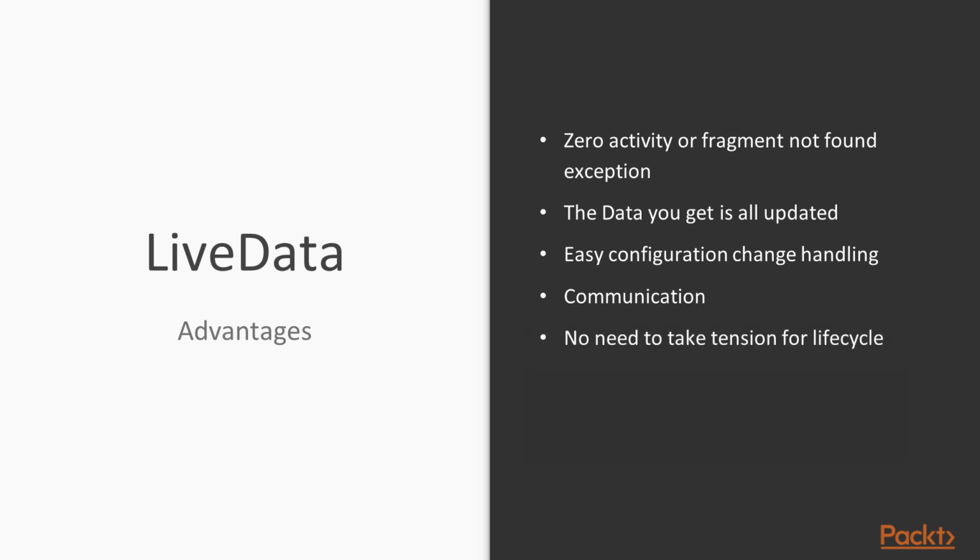Number 5: no need to take tension for lifecycle. Our LiveData class observer will already know about the state of the activity or fragment it is observing, so it will handle that by default. Number 6: zero memory leak due to observers. Our observers are bound to the activity or fragment, so they will be destroyed when the activity or fragment is destroyed. So no need to handle it manually. Now let's move to our coding.